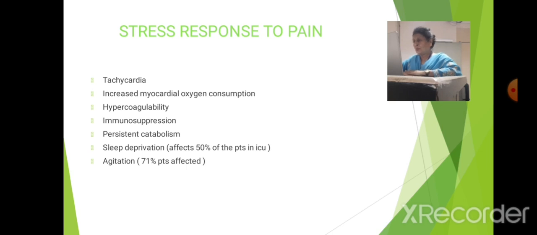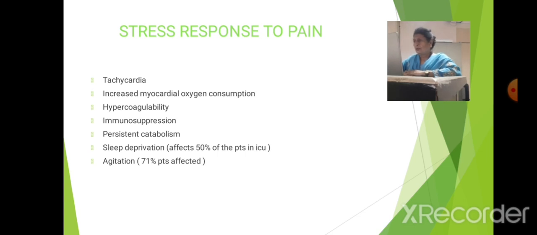Stress response to pain. How does the stress response to pain work? Pain is a very, very important parameter that brings a patient to the hospital. The most important is tachycardia, where the heart rate from the baseline rises up to 20 to 30 beats per minute, if not recorded previously. Tachycardia is usually taken as when the heart rate is more than 100 heartbeats per minute, pulse rate more than 100 per minute.